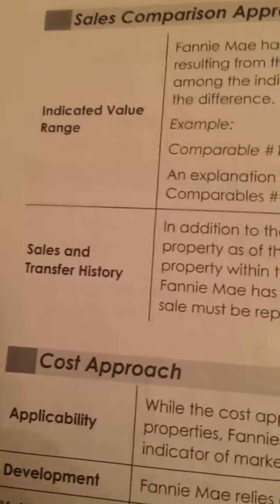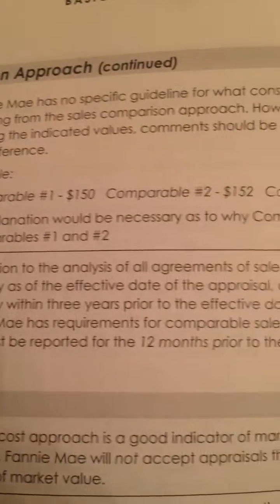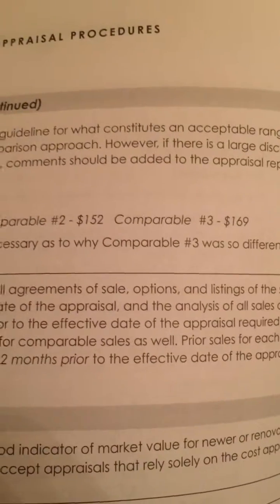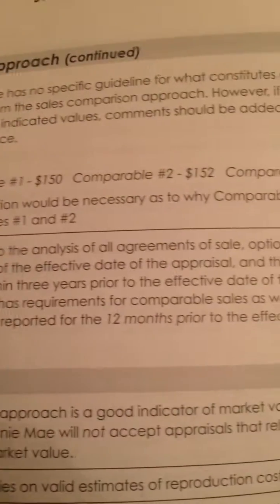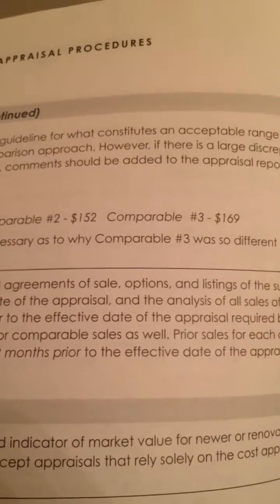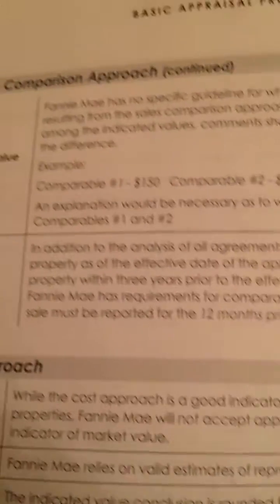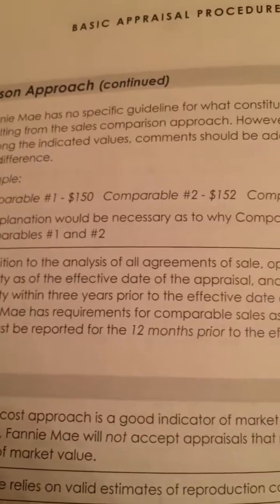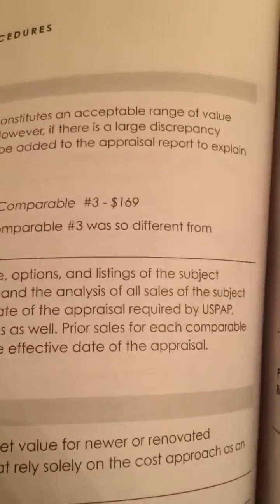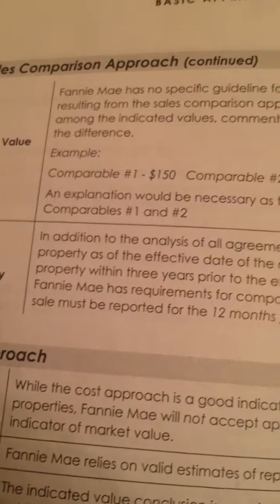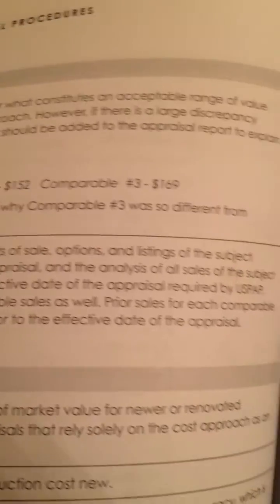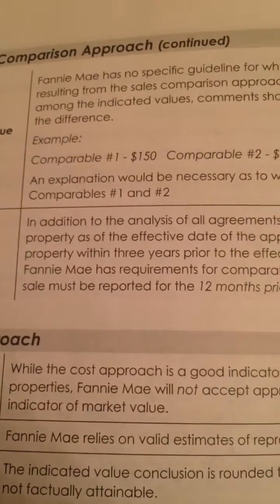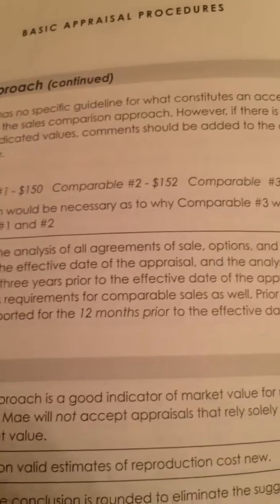Sales and transfer history. In addition to the analysis of all agreements of sale, options, and listings of the subject property as of the effective date of the appraisal, and the analysis of all sales of the subject property within 3 years prior to the effective date of the appraisal required by USPAP, Fannie Mae has requirements for comparable sales as well. Prior sales for each comparable sale must be reported for the 12 months prior to the effective date of the appraisal.